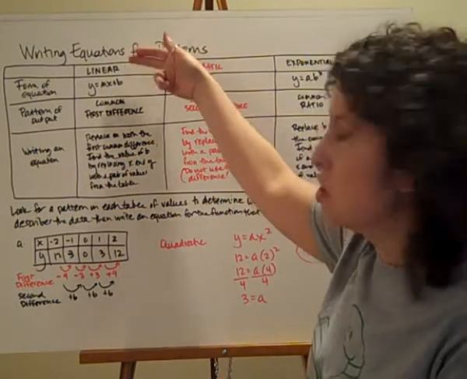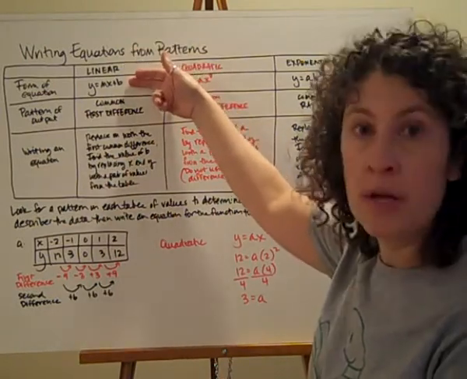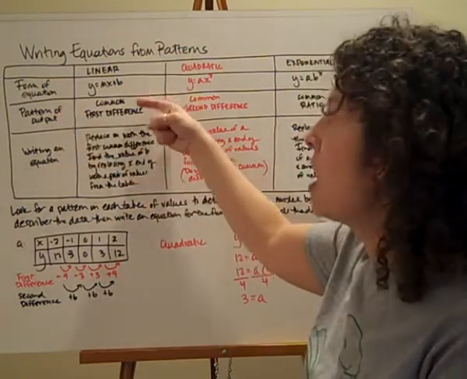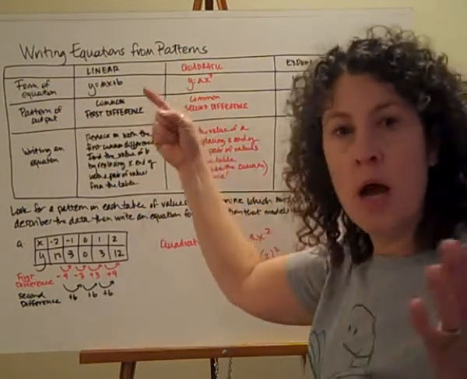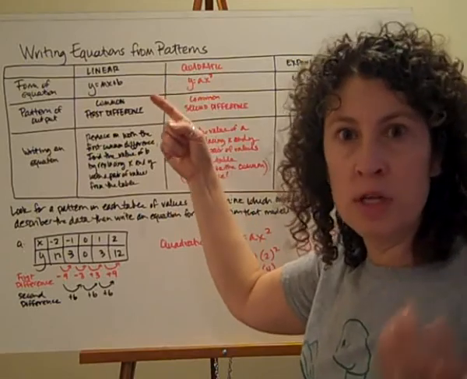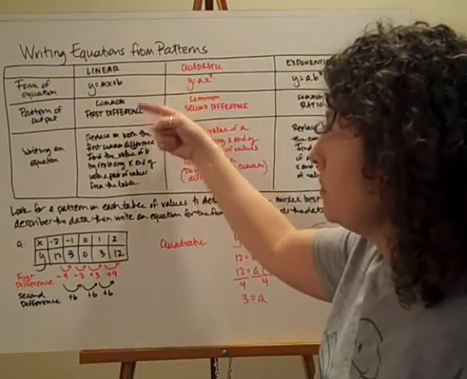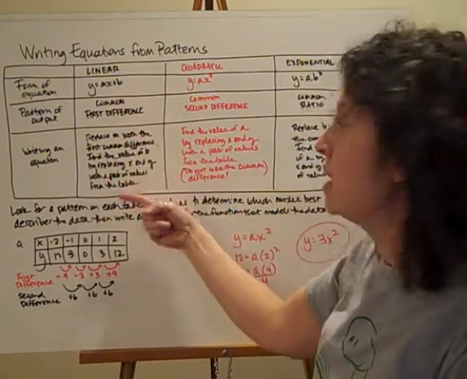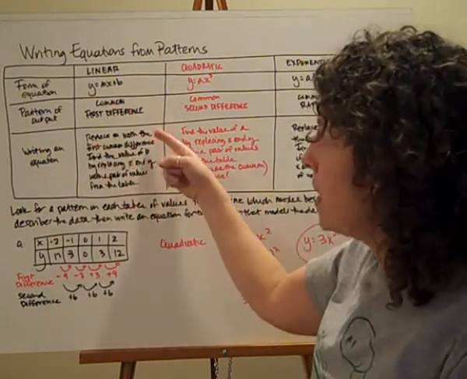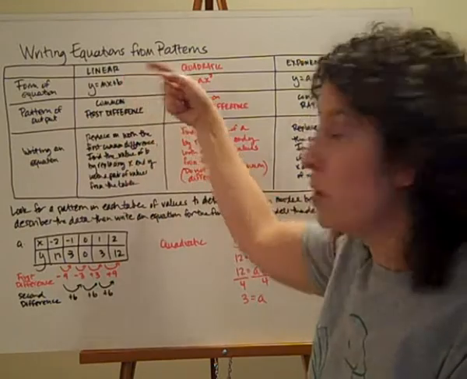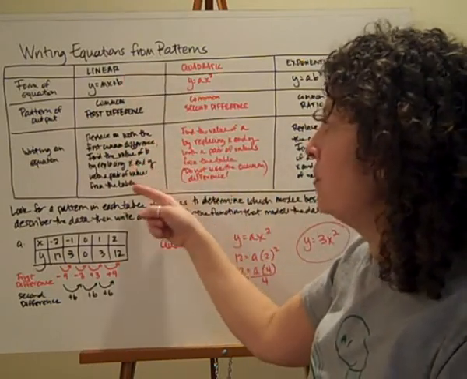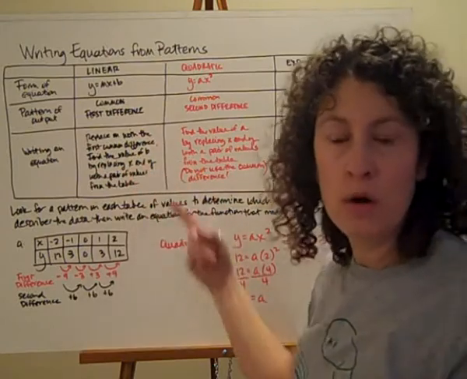So my linear equation, we know the equation looks like y equals mx plus b. And what we're going to see in the output is a common first difference. I'll explain what that first difference means when we start to look at a table. If we see this pattern of output, we're going to follow these steps to write an equation. We're going to replace m with the common difference. We're going to find the value of b by replacing x and y with a pair of values from the table. We've done this before for a linear.